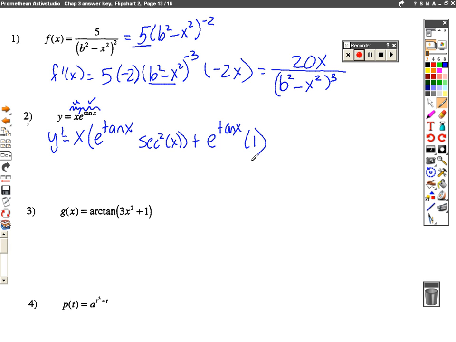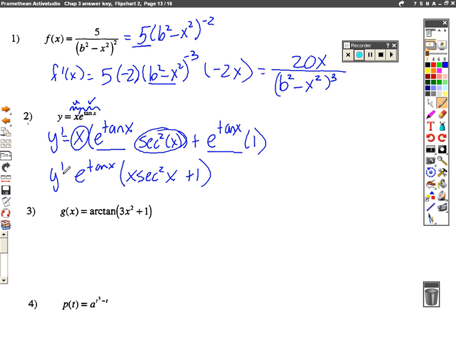The only thing that I would do here to kind of clean it up is to take the e to the tan of x out of both of these terms. And at the same time, they both have an x as well. So this looks like... Oh, I'm sorry. No, this term on the end does not have an x. So this looks like e to the tan of x times this term has an x and a secant squared of x. This term is just left with this 1. And we've got y prime.